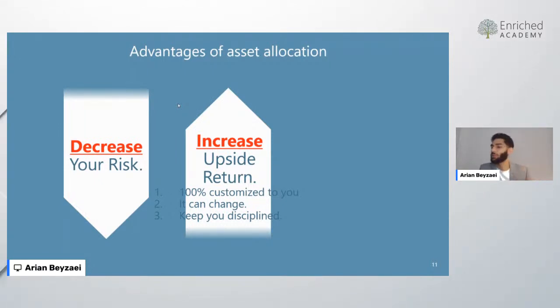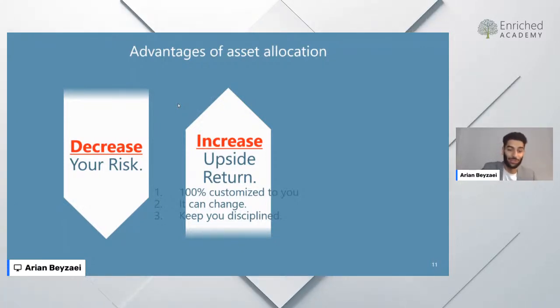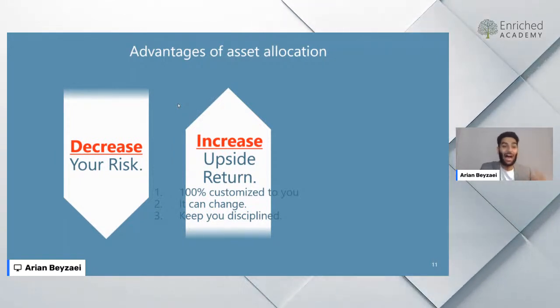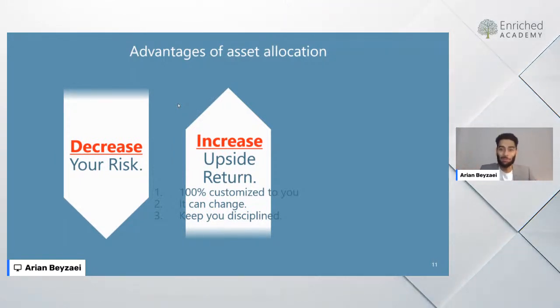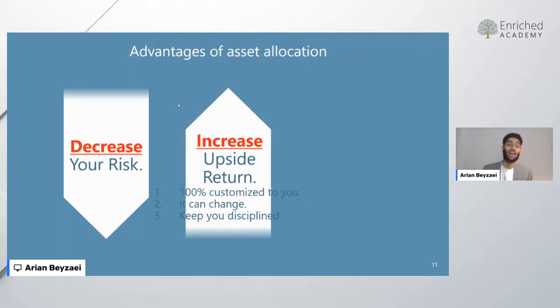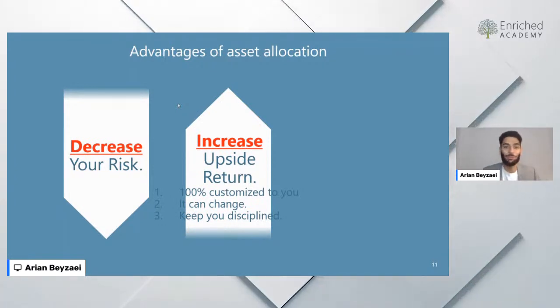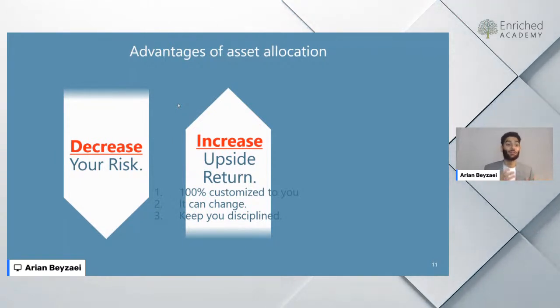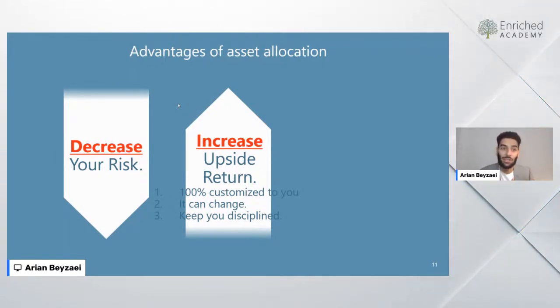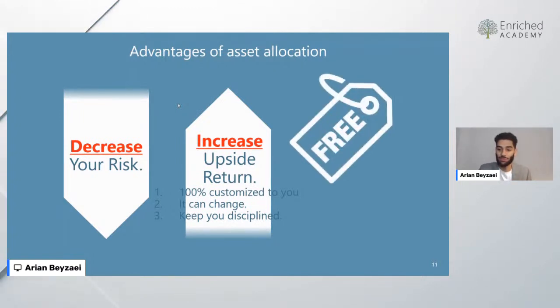So I'm not sure why the formatting looks like that, but it's 100% customized to you. It could change and it keeps you disciplined, right? For me, I started researching Bitcoin and cryptocurrency and I got really excited. And if it wasn't for having an asset allocation, I could have quickly had 40% of my money invested in Bitcoin or Ethereum or cryptocurrency. And that could have really put myself and my family in a very dangerous position if something happens.